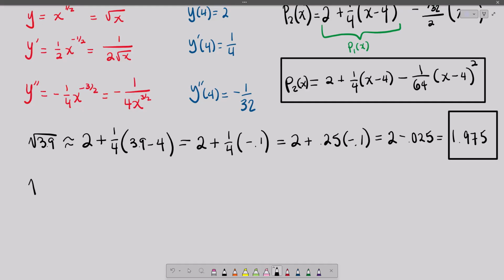And then our best quadratic approximation. All this stuff in front, this part right here, we can write as 1.975. And the only thing that we have left to do then is the quadratic term. So we have minus 1/64 multiplied by, once again, we're plugging in 3.9 right there. 3.9 minus 4 is minus 0.1. So minus 0.1 quantity squared.